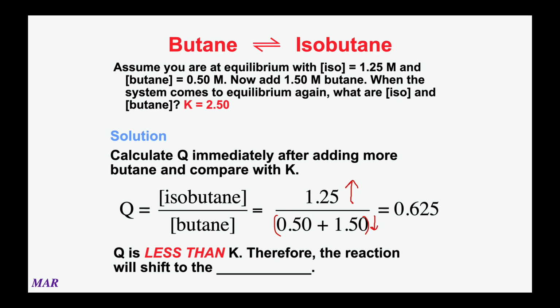We're going to make the top part bigger, the smaller part, the bottom part smaller. This is a shift to the right. We're making more products, more isobutane, having less reactants. So we're going to predict here that 1.25, that number is going to go up, and the total 2.0 value for butane will go down once equilibrium is established.